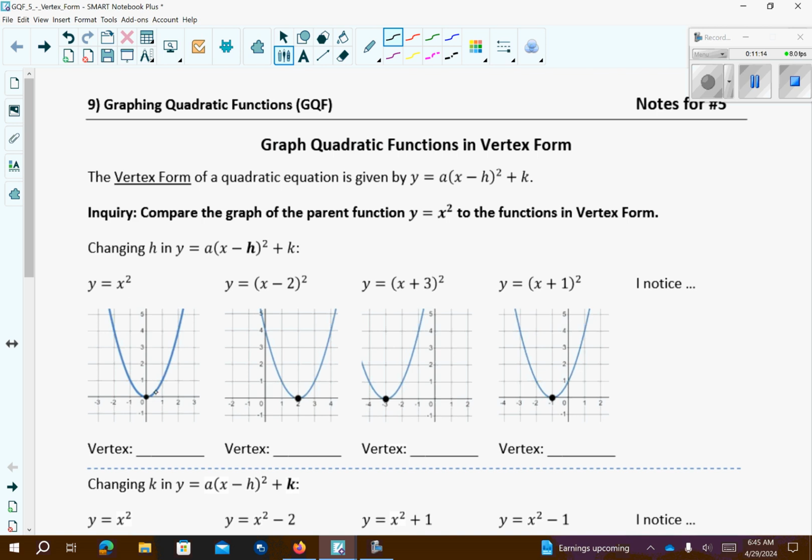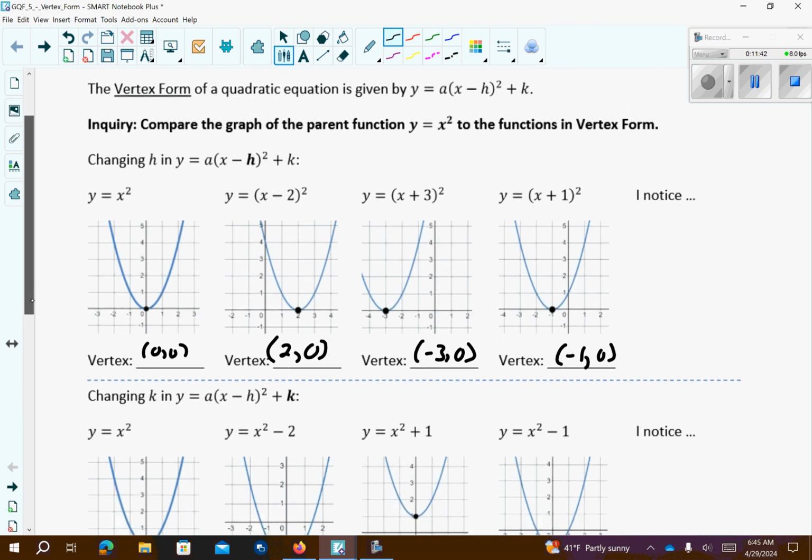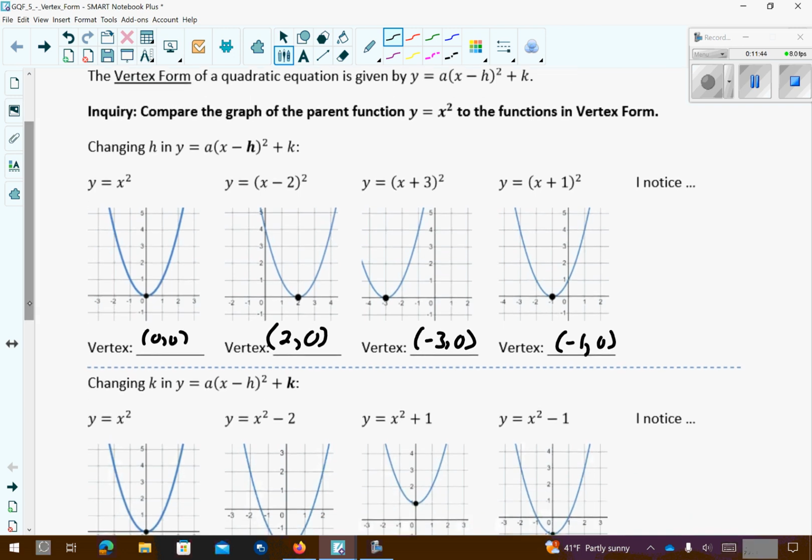If I just have x squared, we get a vertex at 0, 0. If I have in parentheses x minus 2, because it's minus, the vertex is 2 over. So our vertex is going to be at 2, 0. I'm going to do the opposite of 3. It's going to shift left, so I'm going to get negative 3, 0. And then on this one, it's going to give me shift left. So remember, it's going to shift opposite of what you do. So opposite shifting.